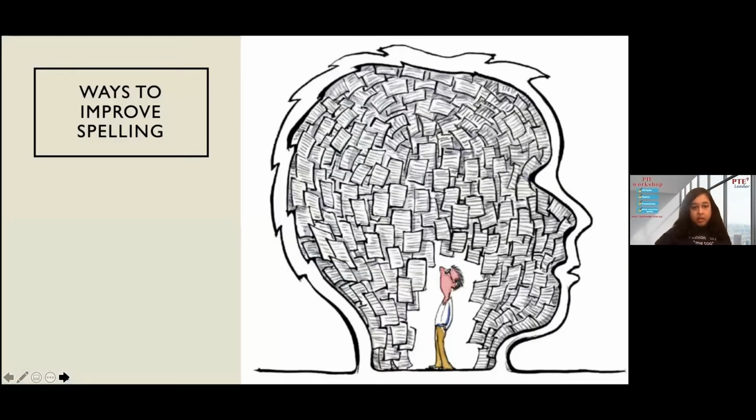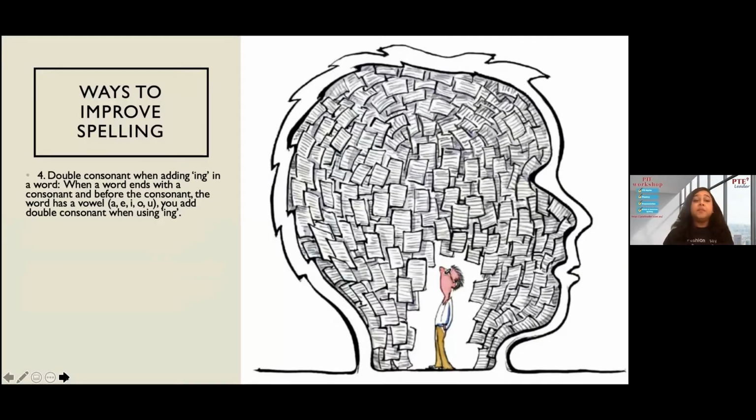Right, another way of improving your spelling. Sometimes for some words, when we make the ing version of it, we add a double consonant at the end. How would I know that? So the rule is, if you see a word ending with a consonant, and before the consonant you have a vowel, then when you are adding ing, double the last consonant.